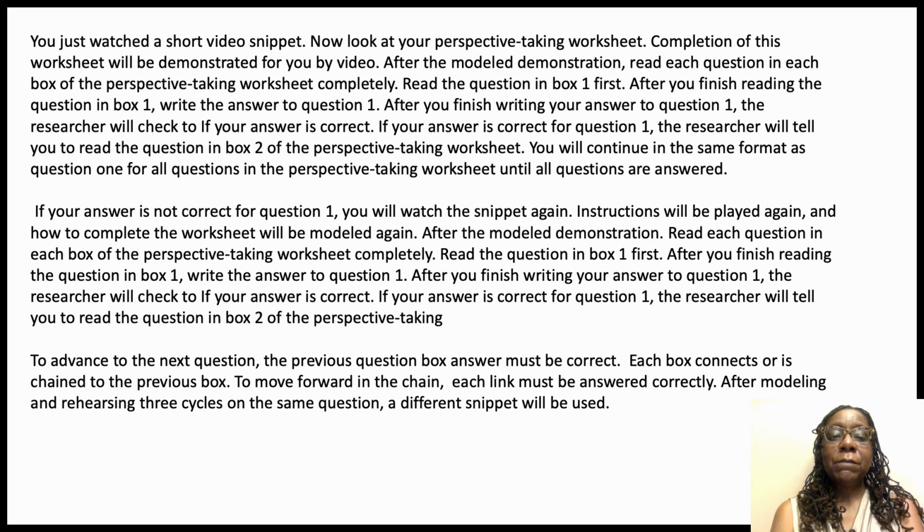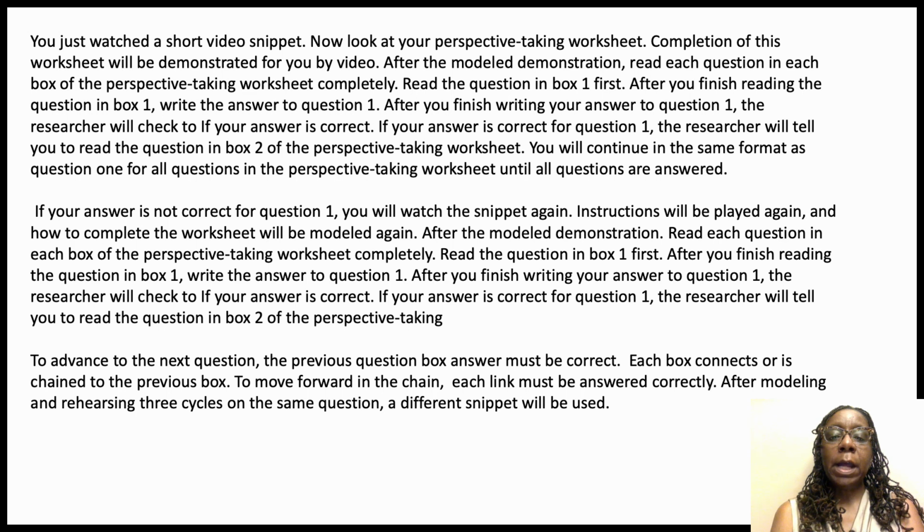You just watched a short video snippet. Now look at your perspective taking worksheet. Completion of this worksheet will be demonstrated for you by video. After the model demonstration, read each question in the box of the perspective taking worksheet completely. Read the question in box 1 first. After you finish reading the question in box 1, write the answer to question 1.